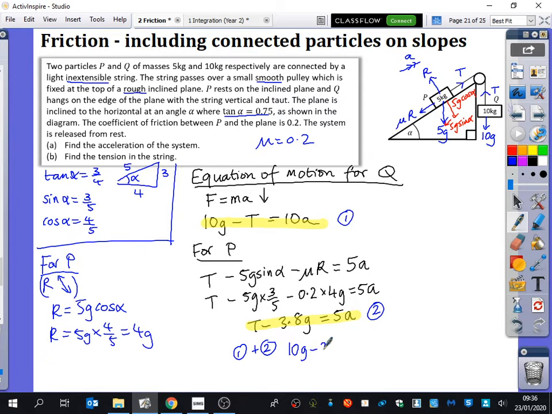So you get 10g minus 3.8g equals 15a when you add the 10a and the 5a. So that's 6.2g divided by 15 is the acceleration. And now we either want to keep that as a fraction, or let's find out what it is as a number. So we get 4.05 meters per second squared to 3 significant figures.